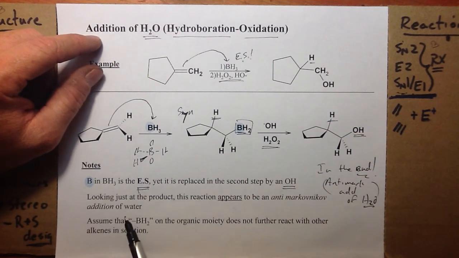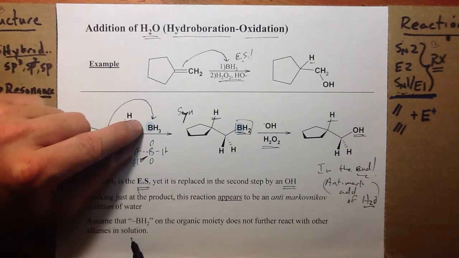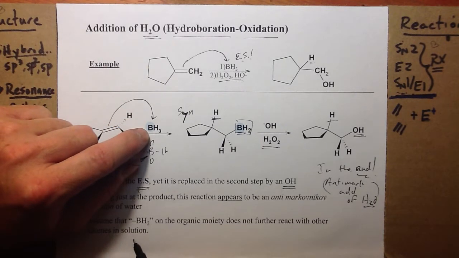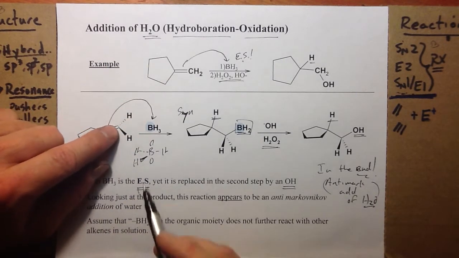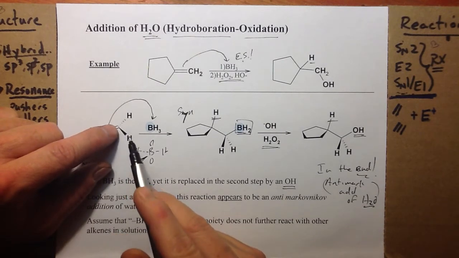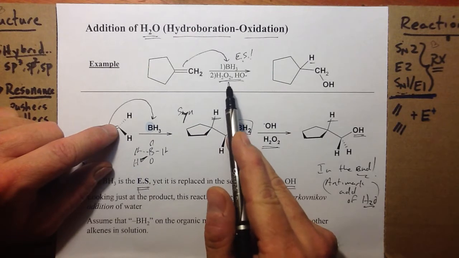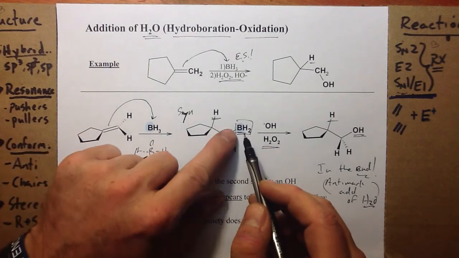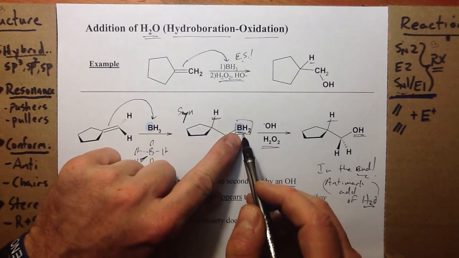It appears that way, but we know in the mechanism, we still attacked an electrophile, boron. We put it on the carbon with the most hydrogens, and it only appears anti-Markovnikov because in the second reaction, we replace the boron where it sits with an OH.